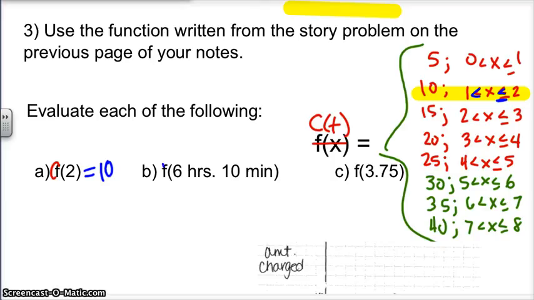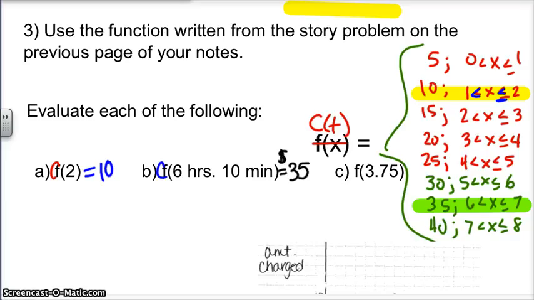What is the cost if I park for 6 hours and 10 minutes? If you look back at the problem on the previous page, it says that you get charged for any hour or fraction of an hour. Looking at our equations, for 6 hours, it's going to cost me $35, anywhere greater than 6 but less than 7. 6 hours and 10 minutes falls within that category. So the cost for 6 hours and 10 minutes is $35.